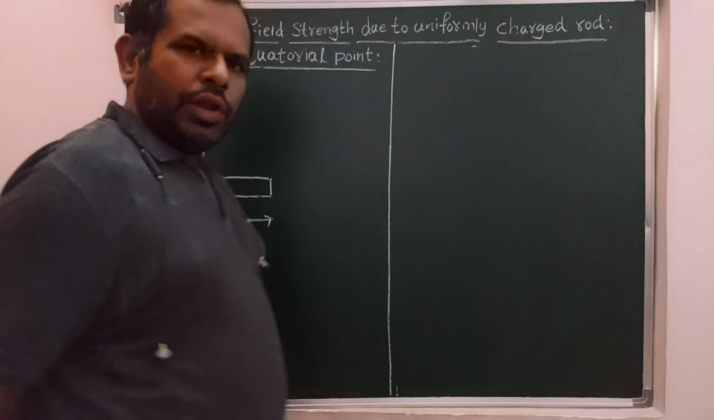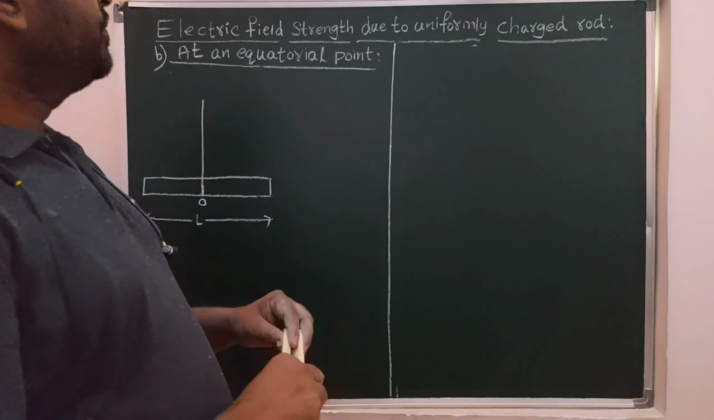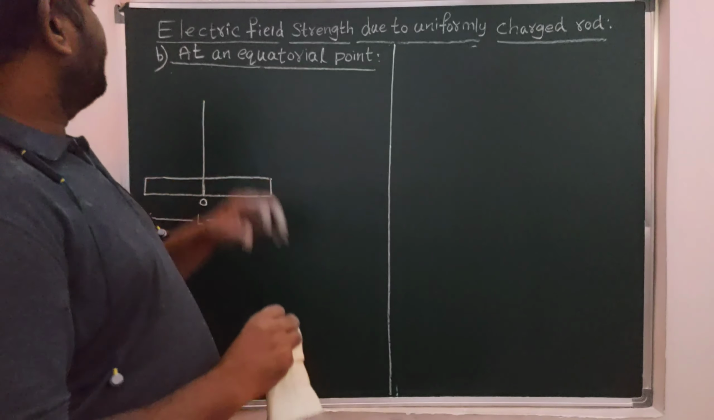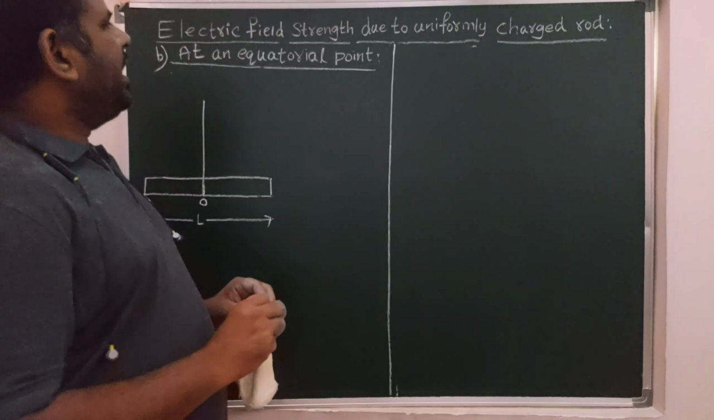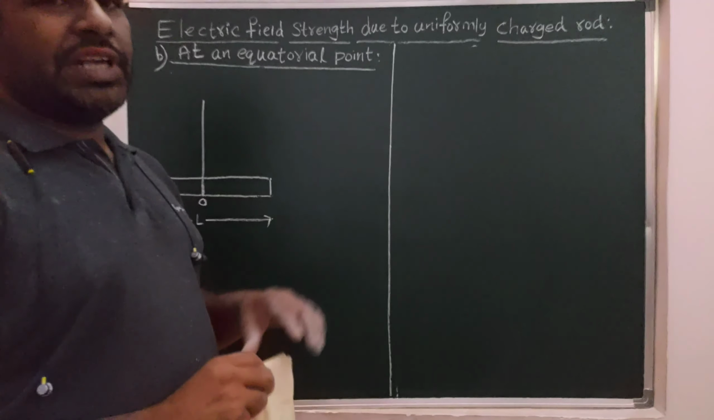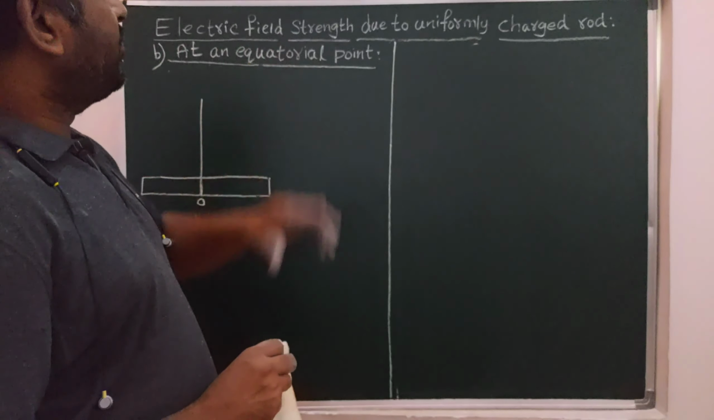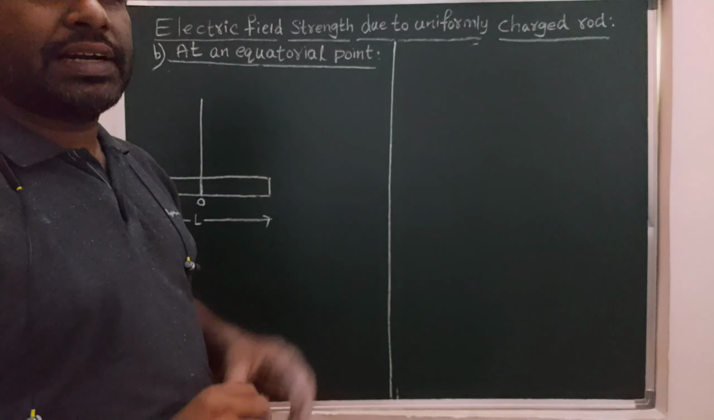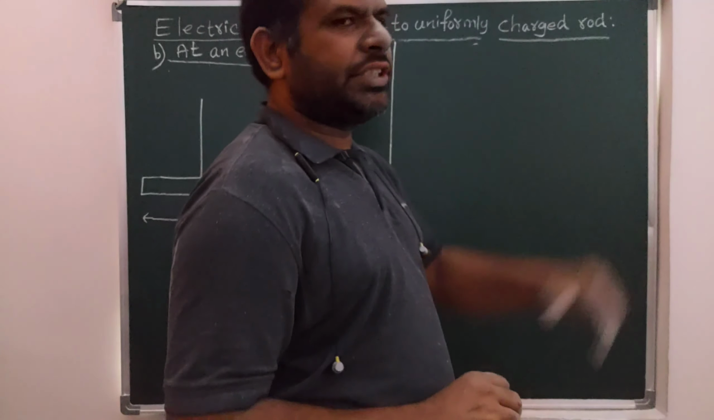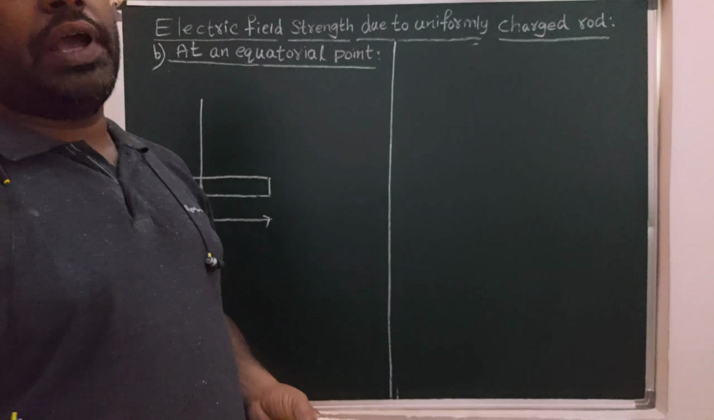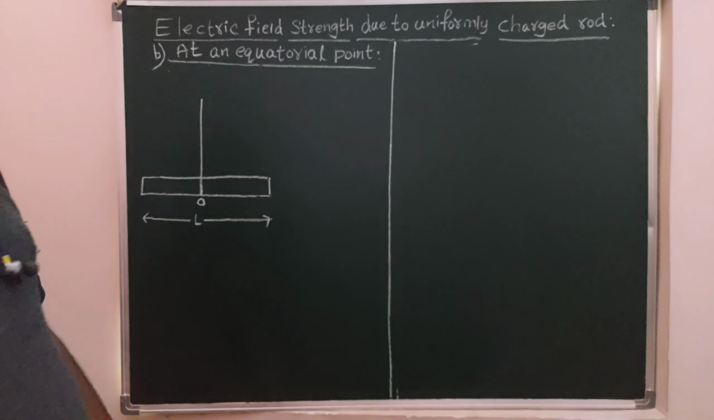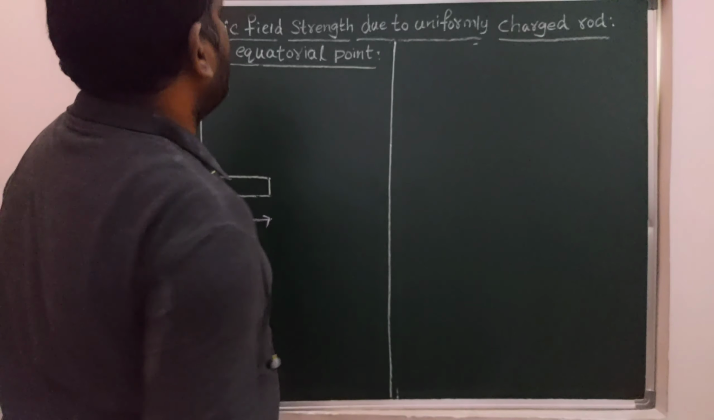Hello students. In the last video, we learned the electric field strength due to a uniformly charged rod at an axial point. In today's video, we will derive the electric field strength due to a uniformly charged rod, but at an equatorial point. What is the electric field intensity due to the charged rod? We discuss.